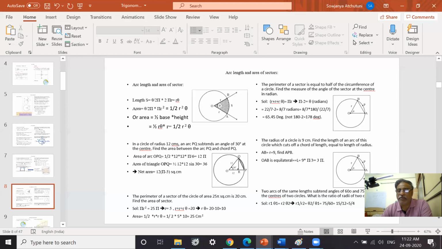So again, same problem. Radius of the circle is given. Find the length of the arc of the circle which cuts a chord of length equal to the radius. So this AB is r. So all three sides are r. This is r, this is r, this is also r. That means it is an equilateral triangle, from which we get the angle as 60. So what is asked of us?